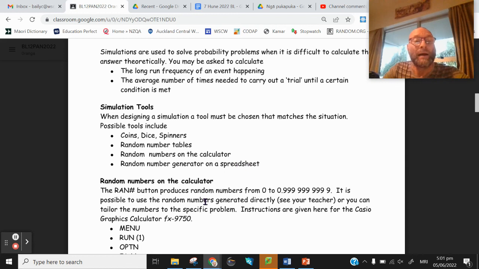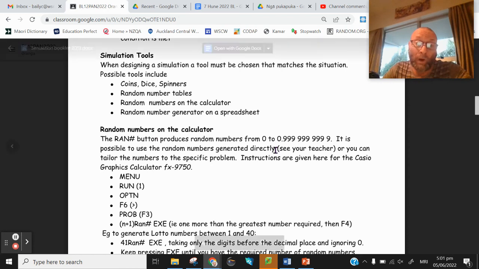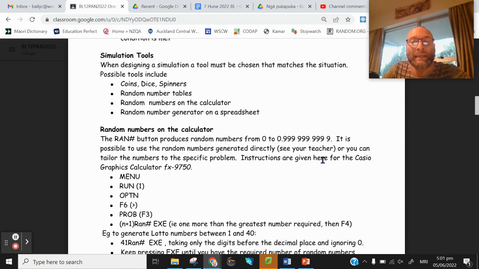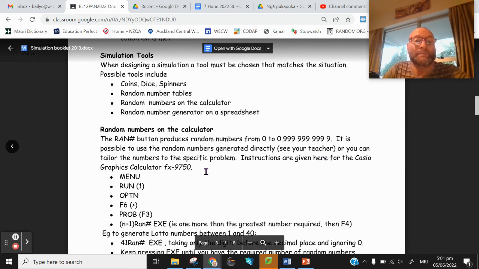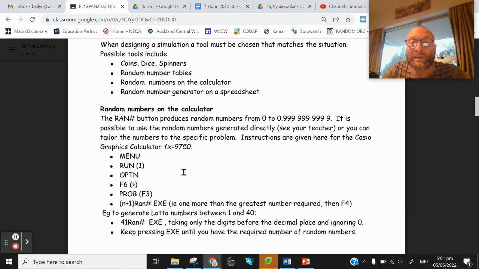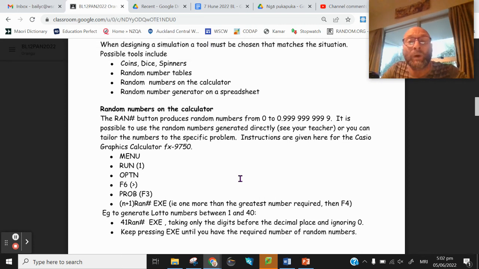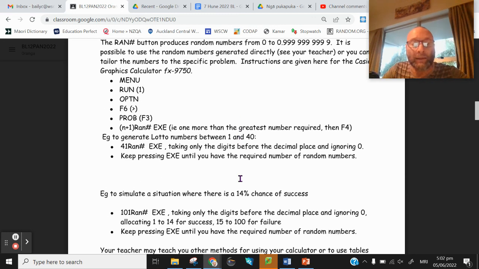on a calculator. There's going to be a button on your calculator, RAN, and then the hashtag, and that button is going to produce a random number from 0 to almost 1. Actually, 0 to 1. You can even adjust it to make the numbers whatever you need them to be. And it's possible to use those random numbers generated directly, or you can tailor it to the specific problem. And if you've got one of the graphics calculators, the Casio FX9750, there are the keystrokes to get that done. Even if you've only got one of the scientifics, it'll do the trick, okay? You could even use a random number generator online.